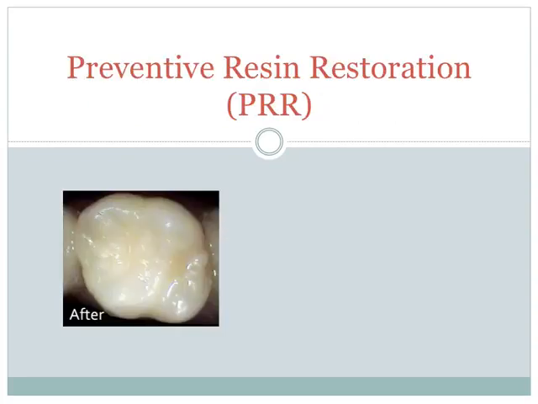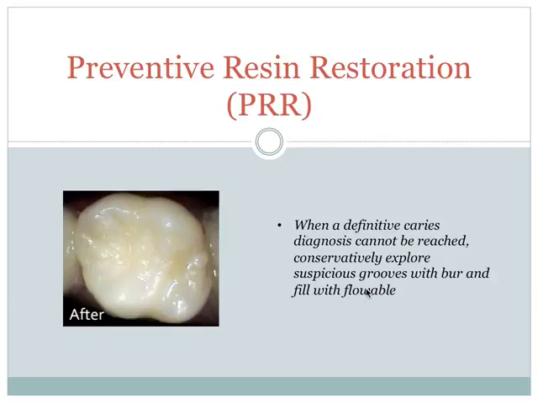Now we have preventive resin restorations, sort of like a combination of the previous two. There's basically a primary carious lesion in one spot along a pit or fissure. That lesion is restored first, tooth material is removed, and the remaining pits and fissures are protected with a sealant. Also, when a definitive caries diagnosis cannot be reached, sometimes the dentist will opt to conservatively explore these suspicious areas with a burr and then fill in with a flowable or sealant material.